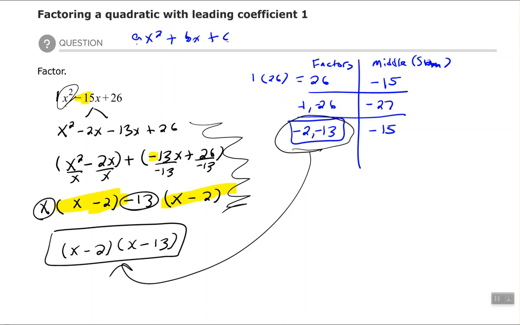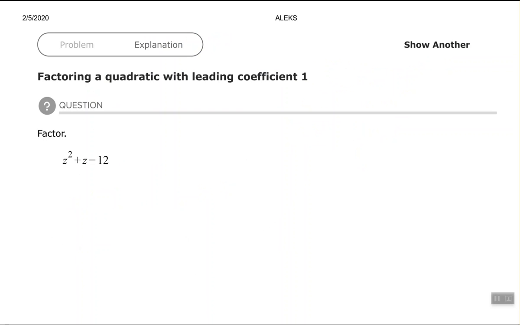Okay, let's look at another one. So here we have z squared minus z, or plus 1z, minus 12.